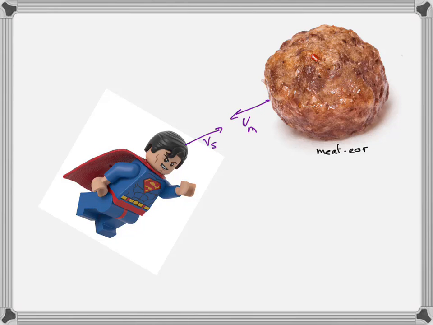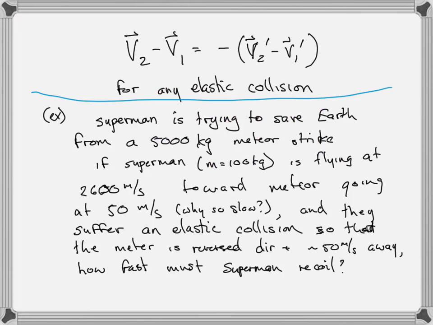Okay, so let's say that we've got a meteor that is coming towards the Earth and it is entering the atmosphere. I've chosen a rather slow speed for the meteor, maybe terminal speed in the atmosphere, which it wouldn't reach, 50 meters per second or so. And let's say Superman is trying to reverse the direction of the meteor.